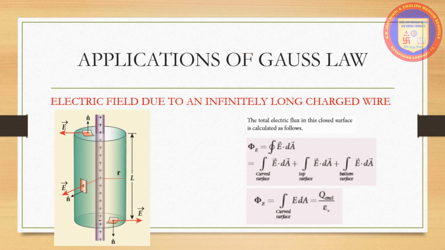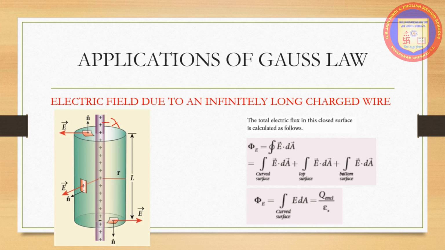The next one is applications of Gauss law. Electric field due to an infinitely long charged wire. Consider an infinitely long straight wire having uniform linear charge density lambda. Let P be a point located at a perpendicular distance r from the wire. The electric field at the point P can be found using Gauss law.